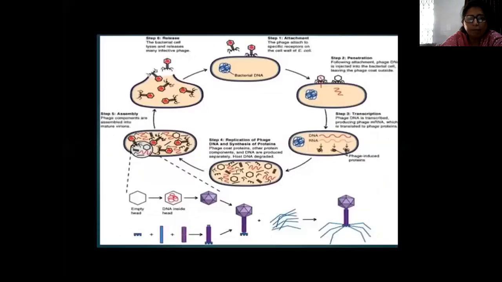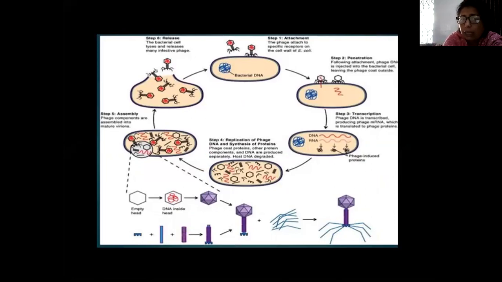So the first step, or step 1, is the attachment. In this, the virus gets attached over the bacterial cell with the help of specific receptors on the cell wall of the bacteria, and some chemical attraction also takes place. As soon as it gets attached, the tail contracts and creates a tiny hole from which the DNA will pass.